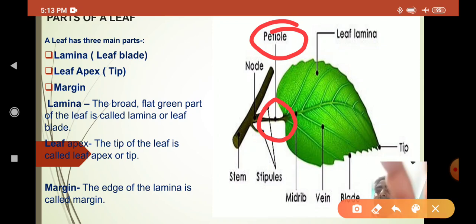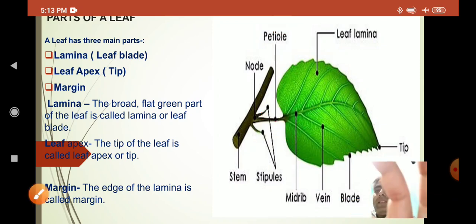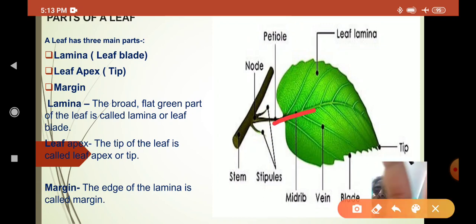Okay, you can see here the midrib is there. You can see this is the midrib. So the petiole continues in the leaf as a midrib.